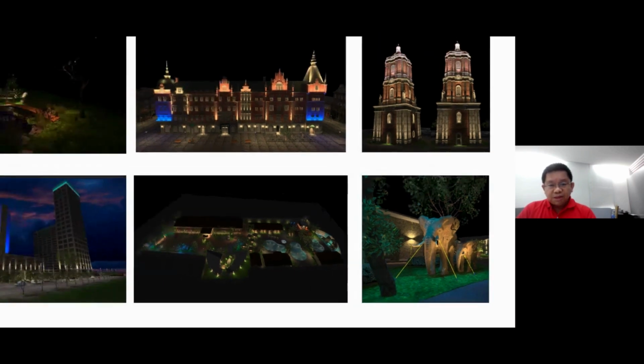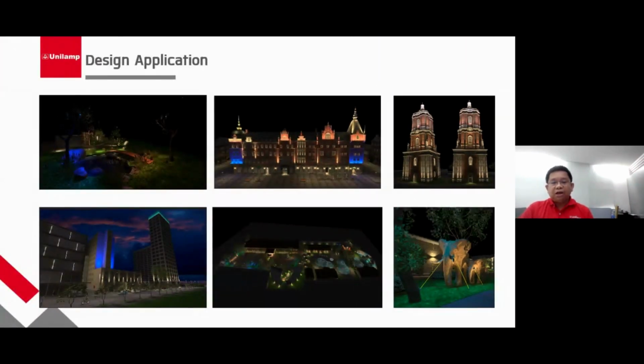So it's up to the designer how he interprets the sculpture and how he studies the form and shape of the sculpture. The proper beam angles and color temperatures will also be subject to considerations. So all of that is under the design applications for outdoor lighting.